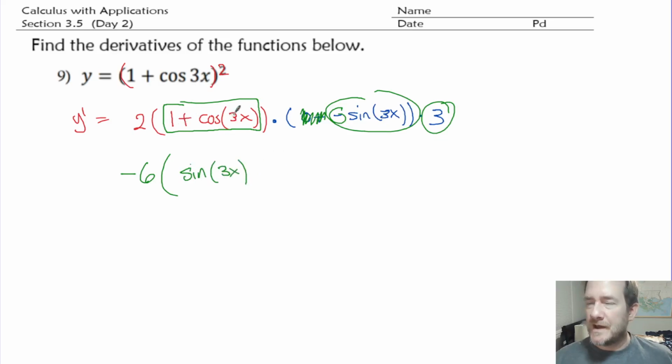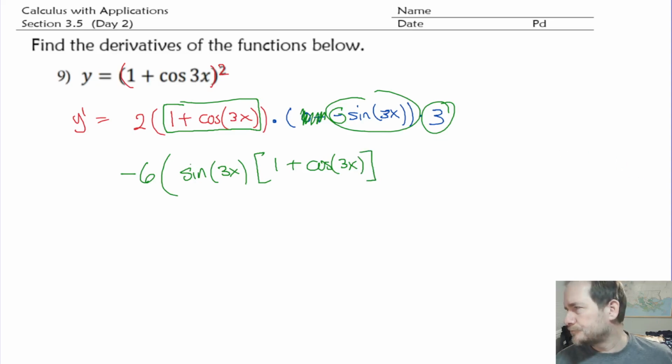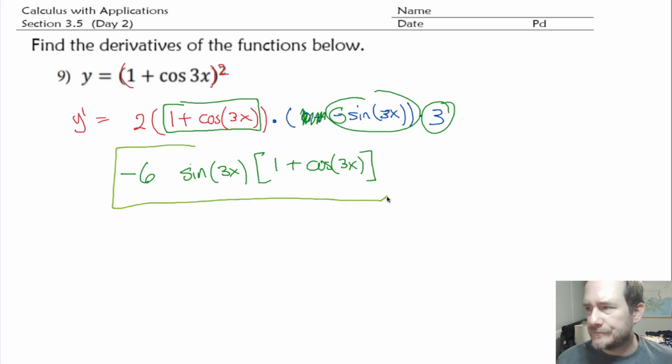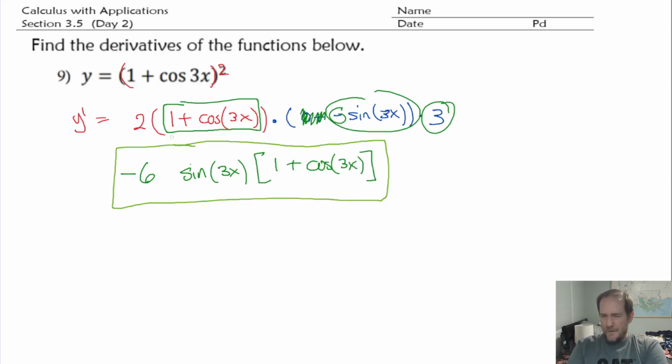And then times 1 plus cosine of 3x. But that's going to be in brackets. And that's it. You can take those parentheses away. But what does this look like? Looks like this. We can't do much better.